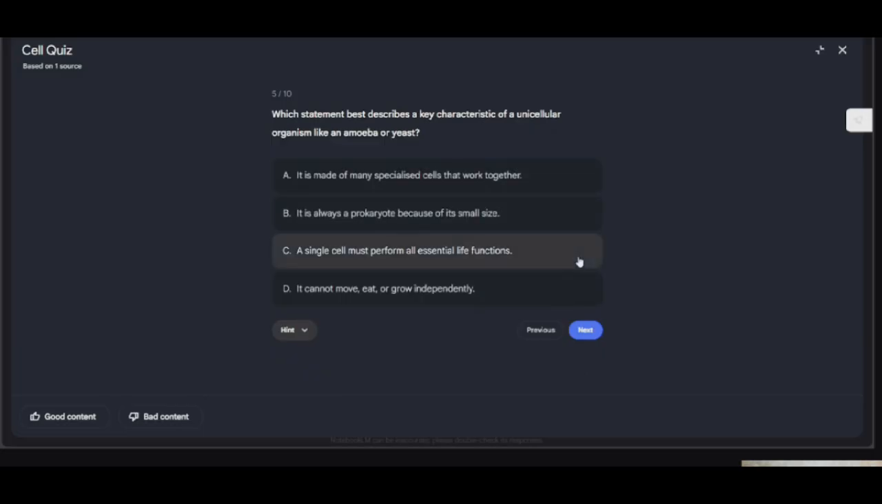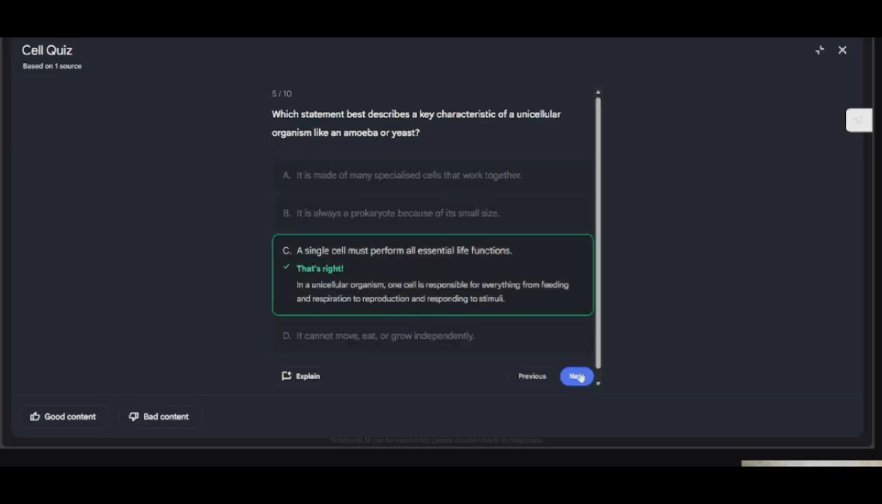Which statement best describes a key characteristic of a unicellular organism like an amoeba or yeast? It is made up of many specialized cells that work together. It is always a prokaryote because of its small size. A single cell must perform all essential life functions. It can move, eat, or grow independently. The best description of a key characteristic of a unicellular organism is a single cell that performs all essential life processes.